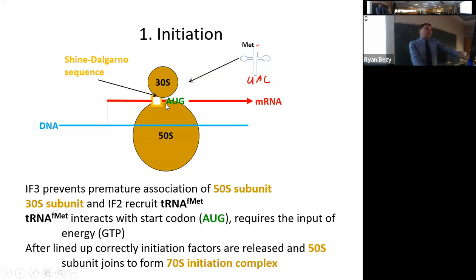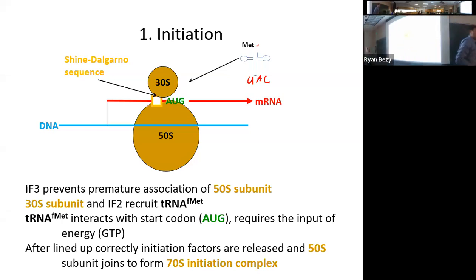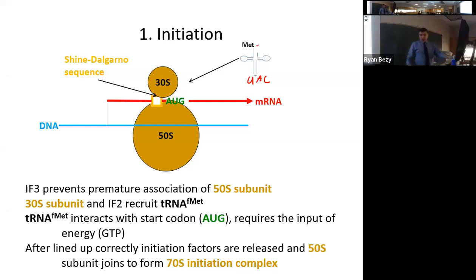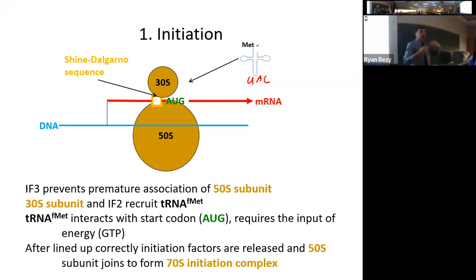Once that's brought in, that bumps initiation factor 3, IF3, off, and allows the 50S subunit to come in. So once this is in there, initiation factor 3 comes off and allows the 50S subunit to associate. And that makes what's called the 70S initiation complex. So that's how you start up translation. That's how you first load ribosomes onto a messenger RNA transcript molecule.